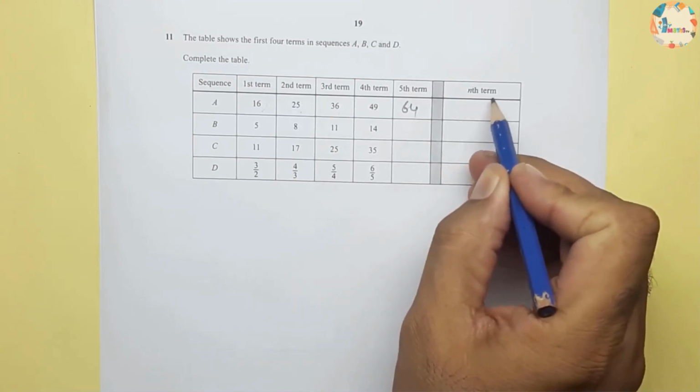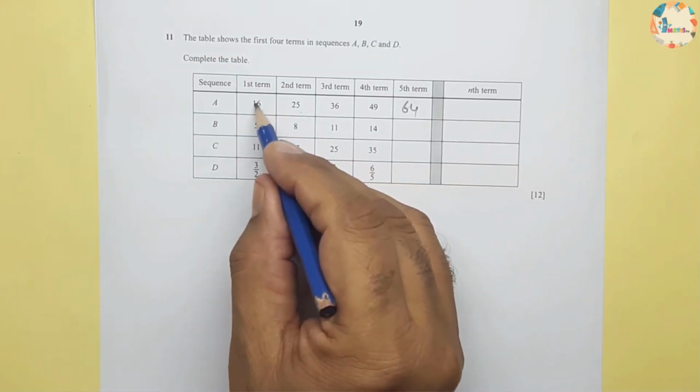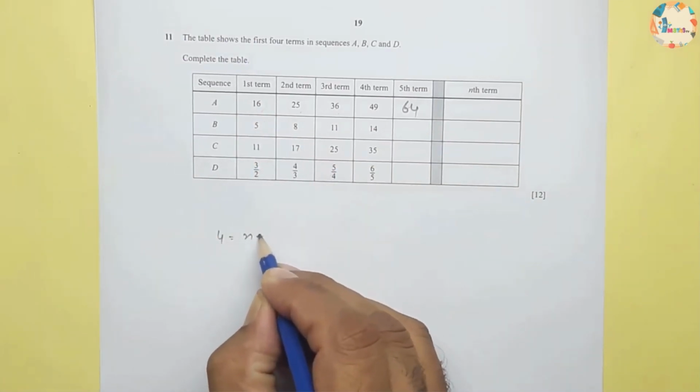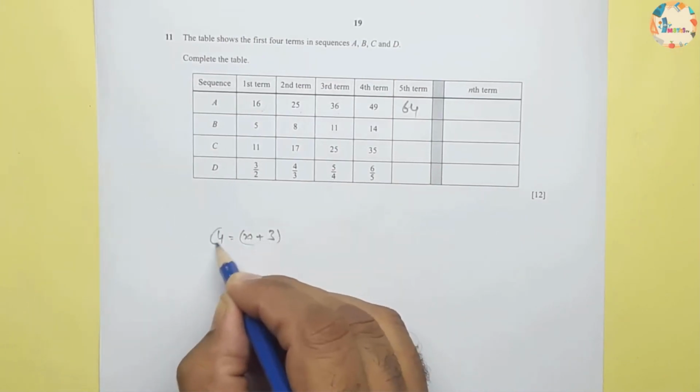Now how can we get the nth term? Here it will be 4 square, 4 for the first term. So for n we can get n plus 3. So if n is equal to 1, we will get 1 plus 3, which is equal to 4.